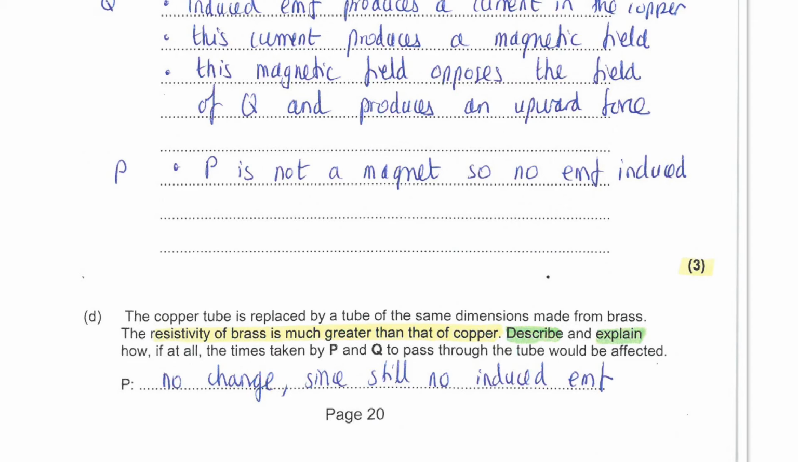when Q falls, produces a current in the copper tube. Now, the consequence of the current will be that there will be a magnetic field around the tube. Now, this magnetic field, because of Lenz's law, must oppose the field of Q, and therefore it produces an upward force which acts against the motion of Q. Comparing that to P, since P is not a magnet, no EMF is induced, and it follows that there will be no current and no opposing magnetic field.